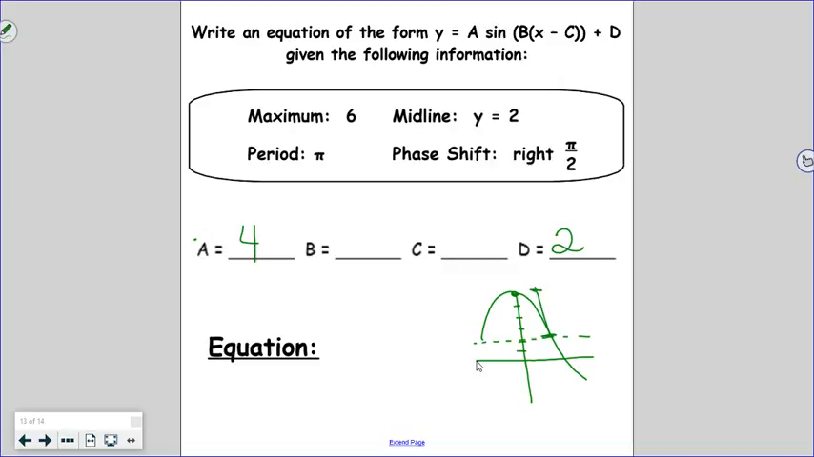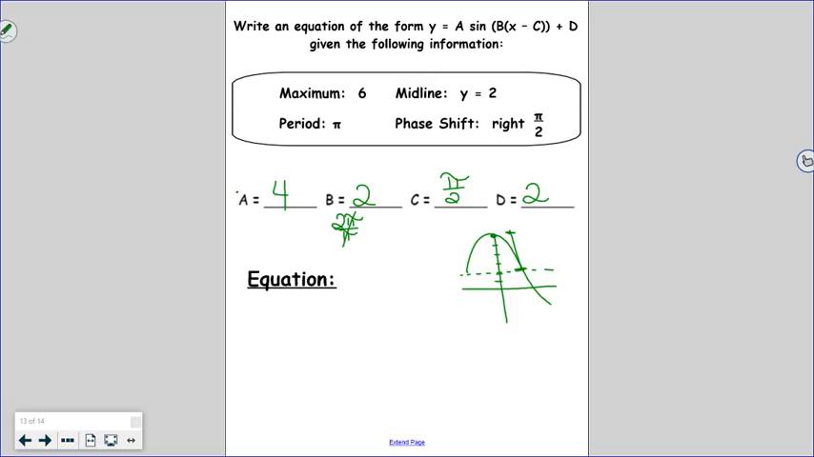B is related to the period, 2 pi divided by pi. Pi's cancel, B is 2. Phase shift right means positive for both phase shift and C, but negative in my equation, opposite sign in the equation. Writing this out, amplitude of 4. I'm just writing sine because that's what they gave me. Double parentheses because we have a B and a C value. 2 parentheses x minus pi over 2 to indicate right, plus 2.